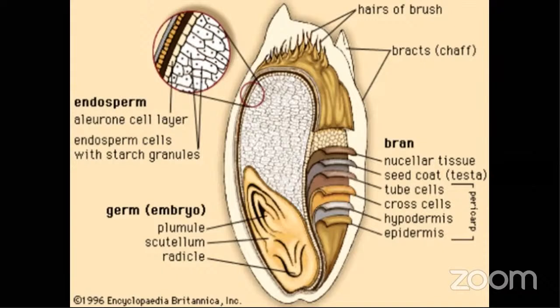Ma'am, when milling is done, is this aleurone layer included in the flour or is it excluded with the bran? It is excluded. Some part of it is there in the wheat flour, but the majority of it is with the bran only. Okay, so it is removed? Yes, it is removed. Only endosperm is milled and we get that refined flour that is known by the name maida.